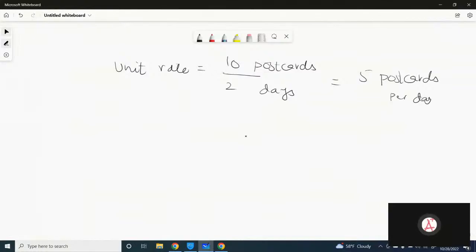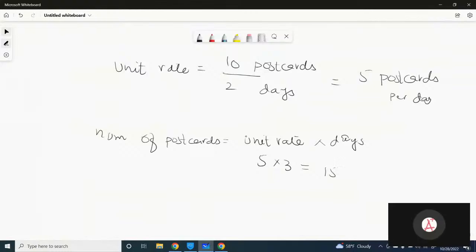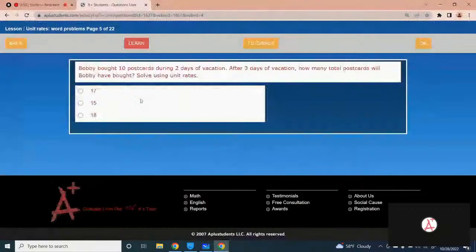Now you have to find the number of postcards. So you have to do unit rate times days. The unit rate is 5 and how many days do you have? 3. So it would be 3 times 5 is 15 postcards. Got it? So just select the correct option and then click on the OK button.